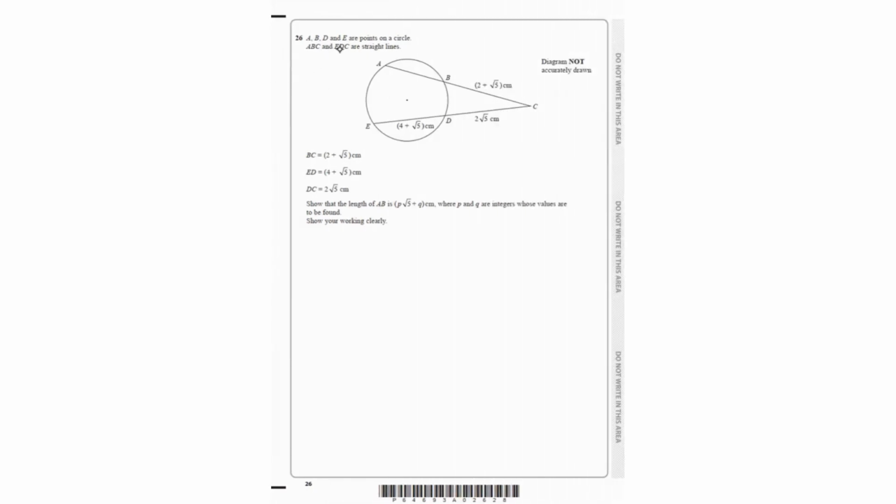Then this one says A, B, D, and E are points on a circle. A, B, C, and E, D, C are straight lines. BC is given as 2 plus root 5. ED is 4 plus root 5. DC is 2 root 5. Show that the length AB is P root 5 plus Q centimeters, where P and Q are integers whose values are to be found. Show your working clearly.